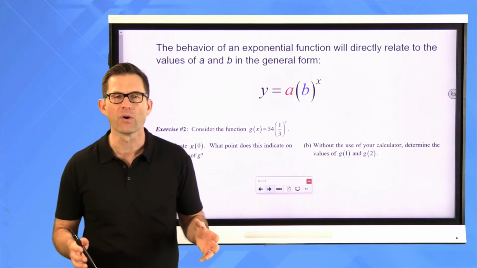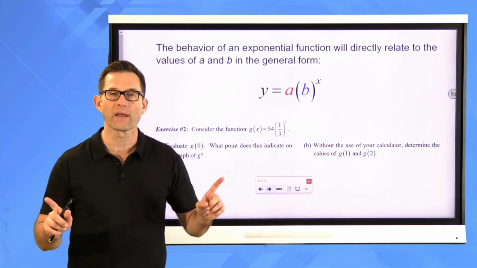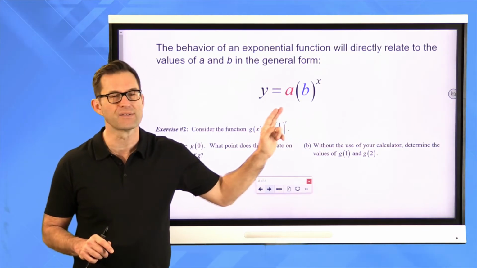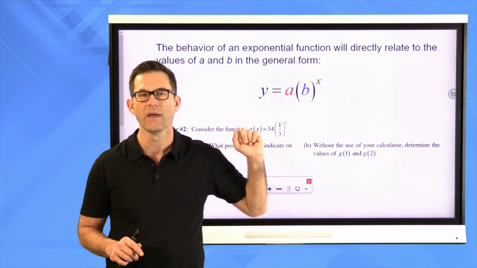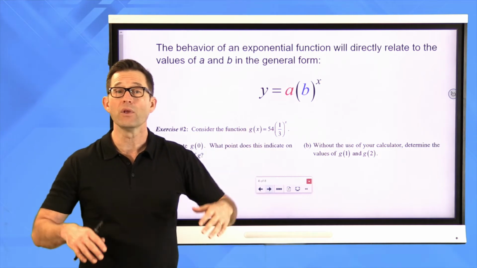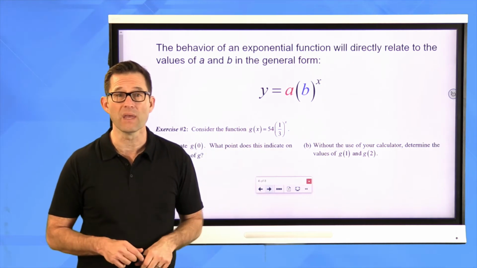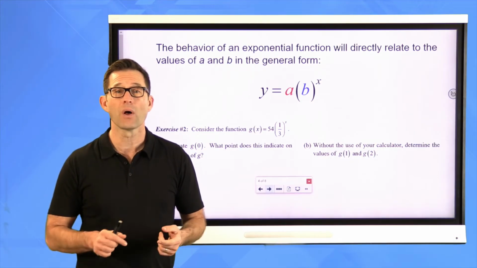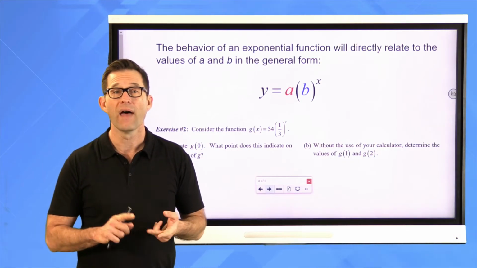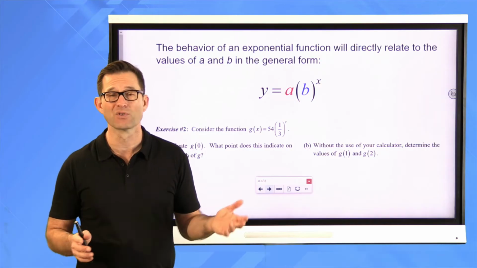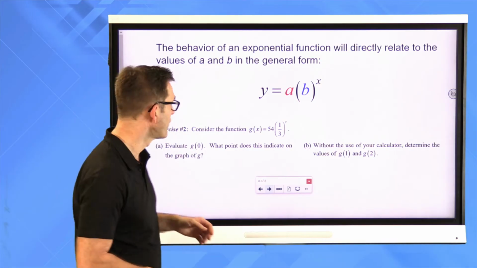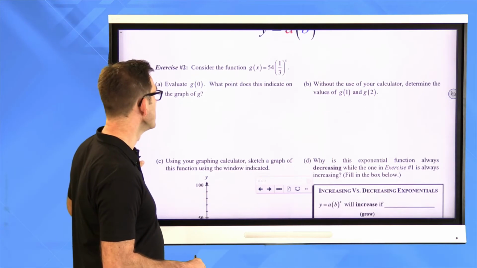Now, the behavior of an exponential function will directly relate to the values of a and b. It's all about a and b, okay? Just like, right, when you've got y equals mx plus b, the equation of a line, that was all about the slope, m, and the y-intercept, b. Unfortunately, they both use the letter b in their general form. Those b's are definitely different from each other.